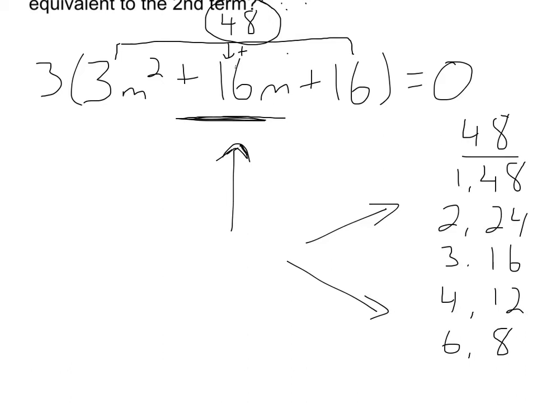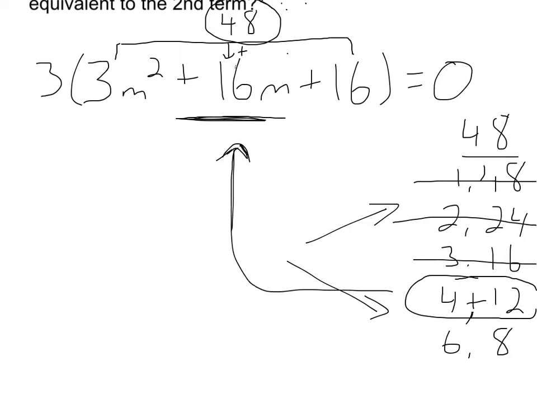So let's start with this first one. What's 1 plus 48? That's 49, so that's not it. How about 2 plus 24? That's 26. That is not 16. 3 plus 16 is 19. That's not it. And 4 plus 12 is 16. So we know we're going to use these two numbers, 4 and 12. Why? Because these are the factors of 48, and when you add them together, they equal the 16, this second term right there.